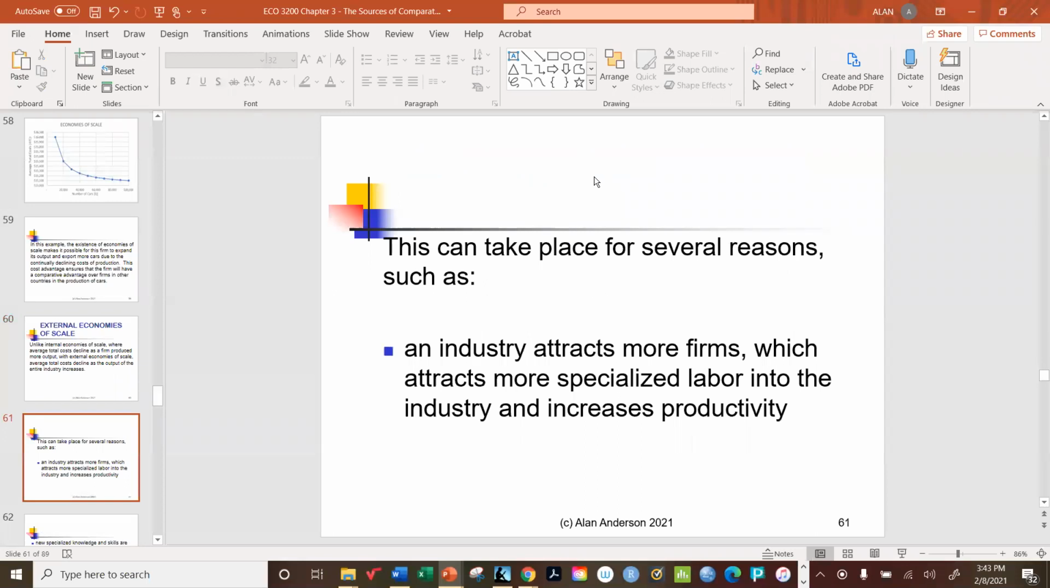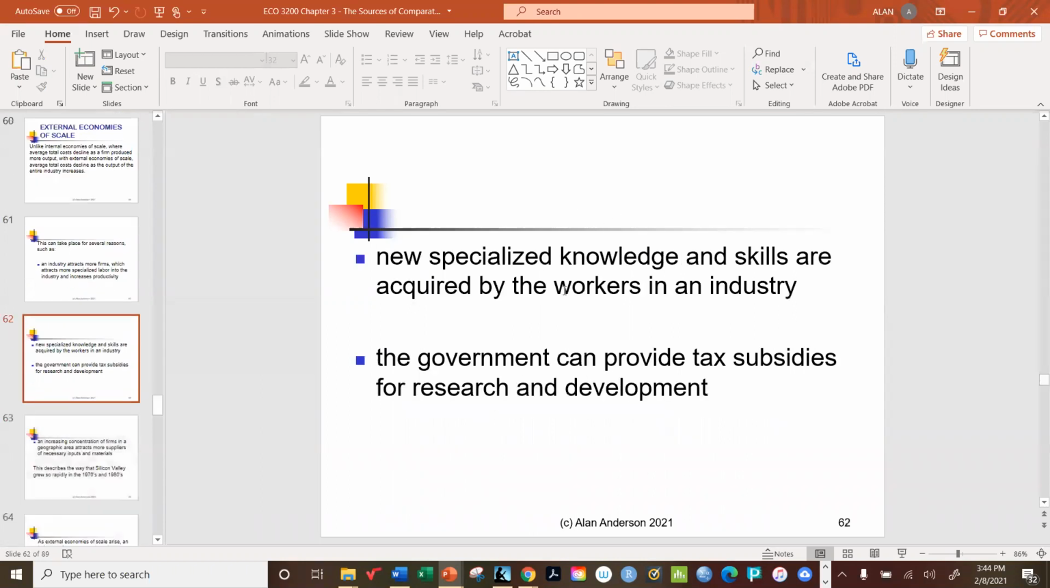Like, for example, if you're in an industry which is attracting more specialized labor, this would be a good example of the early days of Silicon Valley. In other words, in the early days, it was all this excitement about these high-tech firms that were starting up in Silicon Valley. All of a sudden, all the country's best engineers start moving to California to work for these places. And so more and more specialized labor becomes available. And of course, specialized labor is highly productive. And that can reduce our costs of production.